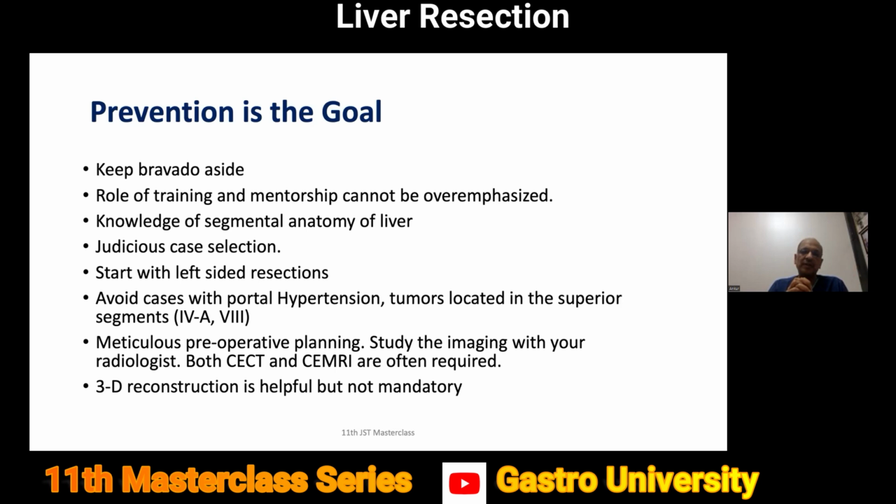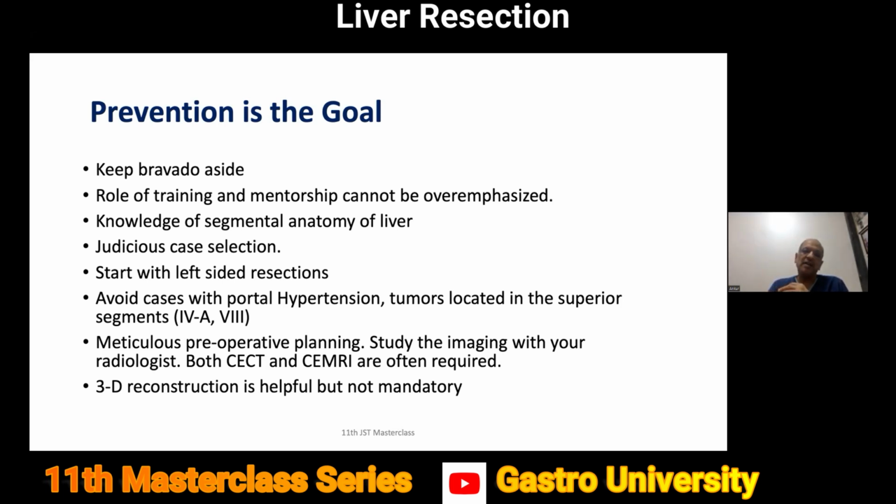Meticulous preoperative planning is essential. Study the imaging multiple times and sit down with your radiologist. Now we can have 3D reconstructions. Even the images can be rotated on the console. So study from all angles before you enter the OT.